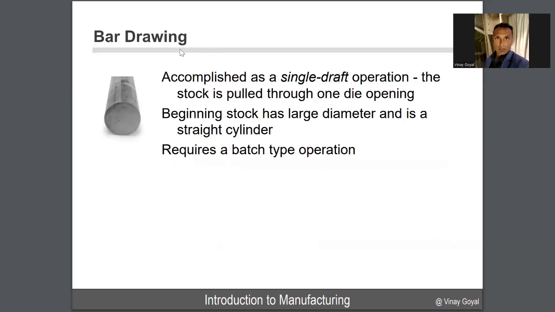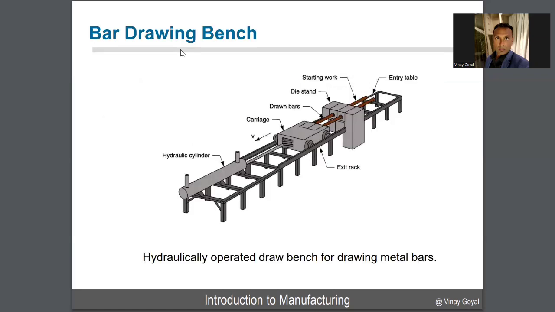And here you can see bar drawing accomplished in a single draft operation. The stock is pulled through one die opening, and then you get your straight cylinder. It does require a batch type operation. And here you can see the bar drawing bench. Here's your hydraulic cylinder, the carriage here, right? And here's your drawn bars. You're drawing the bars. Here's your die stand, and here's your starting work material. That's my entry table I'll be using. I feed the starting work material, getting pulled through this carriage and hydraulic cylinder that has enough power to be able to pull it through.